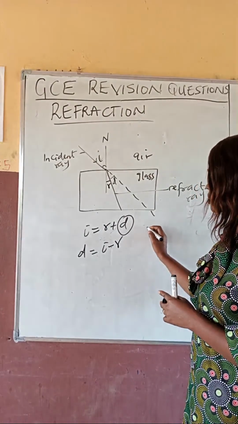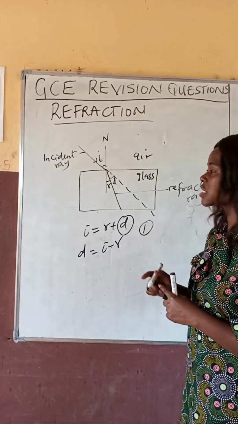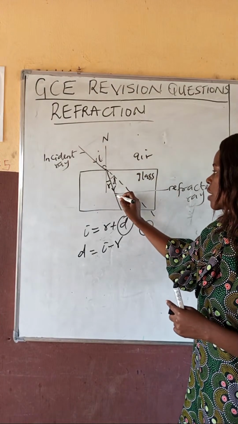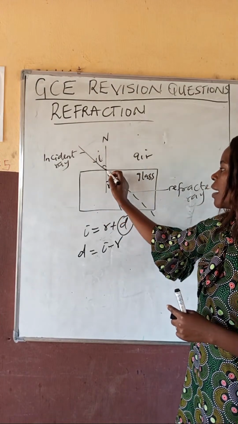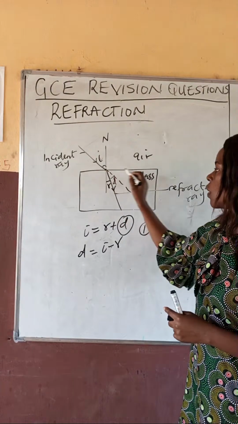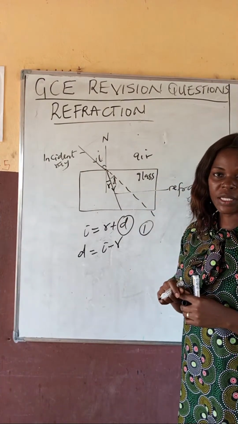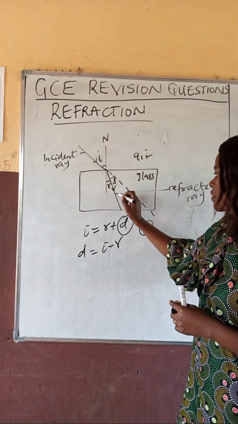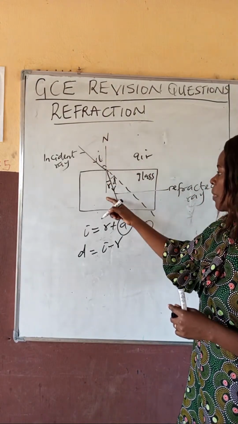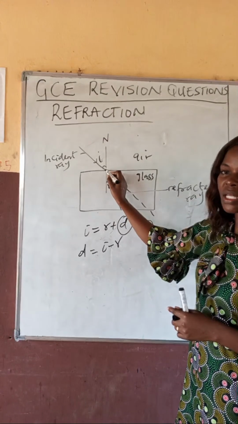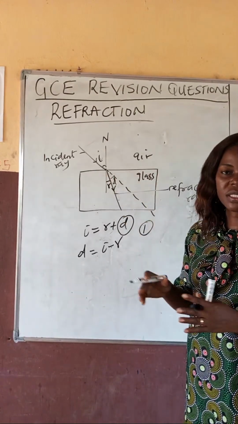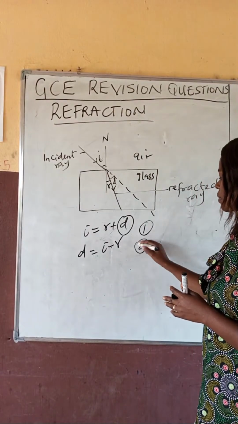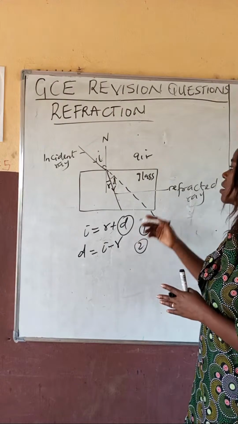And there is a law governing this, that is the laws of refraction. We have two laws. The first one says that the incident ray, the refracted ray, and the normal at the point of incidence all lie on the same plane. Let me say it again. The incident ray, the refracted ray, and the normal at the point of incidence all lie on the same plane. Right?